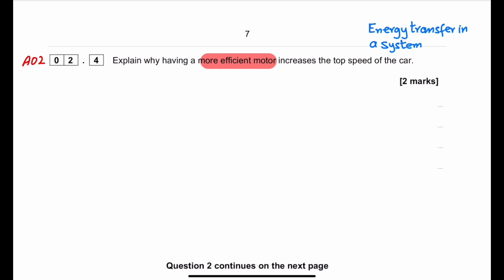2.4 is an AO2 question. Explain why having a more efficient motor increases the top speed of the car. This question is from the topic of energy transfer in a system. If the car has a more efficient motor, it means that less energy is wasted in the form of kinetic energy or potential energy of the surroundings. Let's see the model answer.